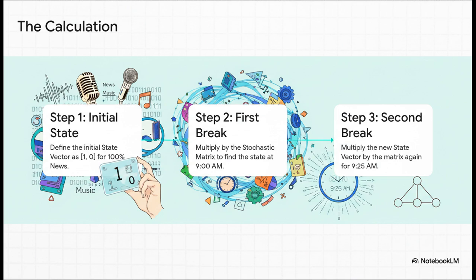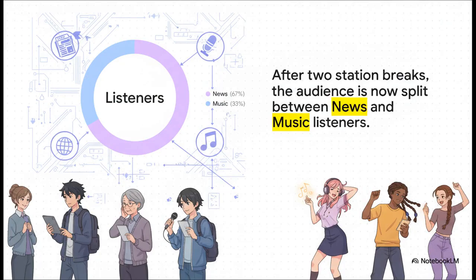To see what happens after the first break, we just multiply this vector by our stochastic matrix. Then to find out what happens at 9:25 a.m., we just do it again. We take that new state vector and multiply it by the same matrix. And there's our result. After just 2 transitions, the audience has shifted in a big way.